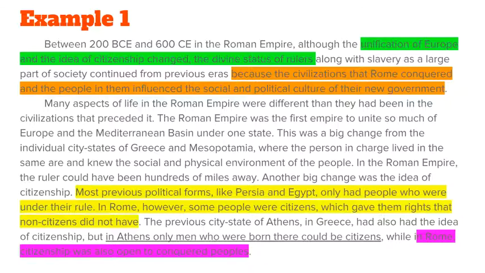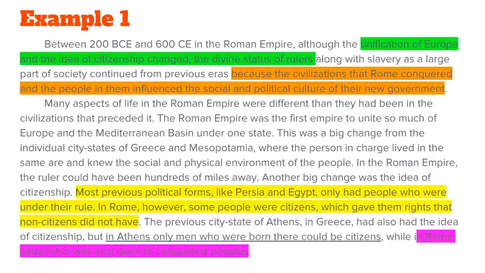In the body paragraph, notice that my yellow highlighter doesn't show up until very near the end of the paragraph. That's because this person has included multiple topics within this change paragraph. It's almost like a list of changes. The Roman Empire is the first to unite so much of Europe. There's a big change from the city-states. It's not really clear what's going on there. The rulers are hundreds of miles away. I don't really know what's going on.